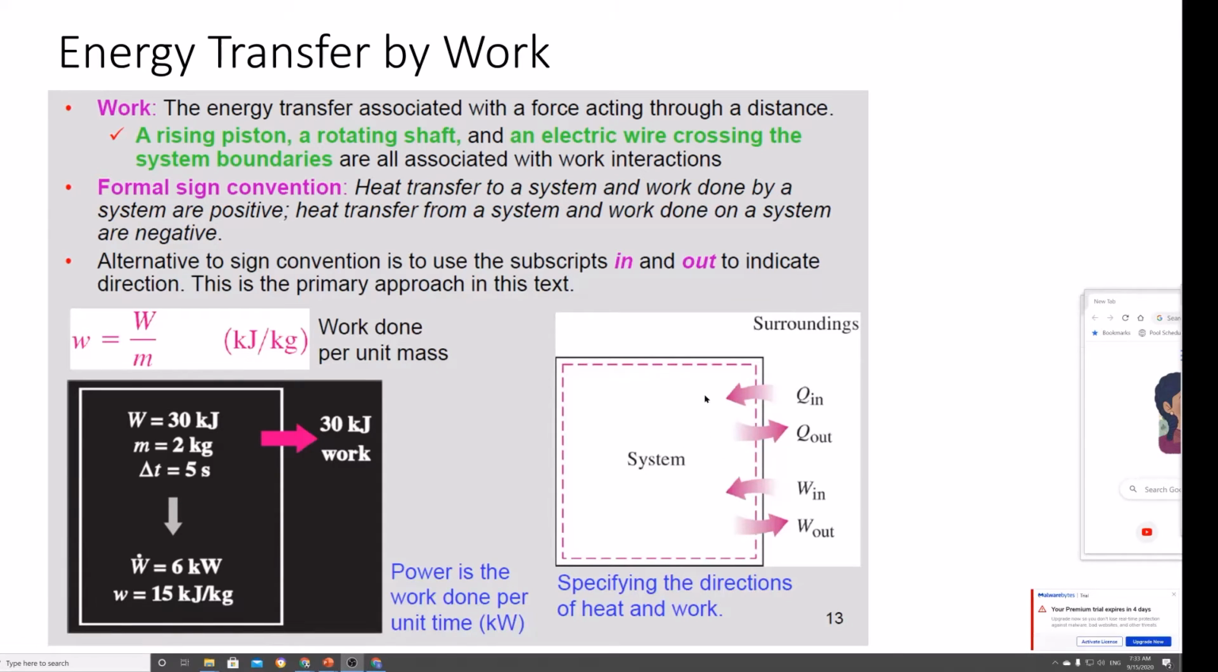So when we're looking at a system, in general, we basically say heat in, heat out, work in, and work out. When we write a problem or go through and solve one, this is the typical terminology they use. Q is used for heat, and W is used for work.